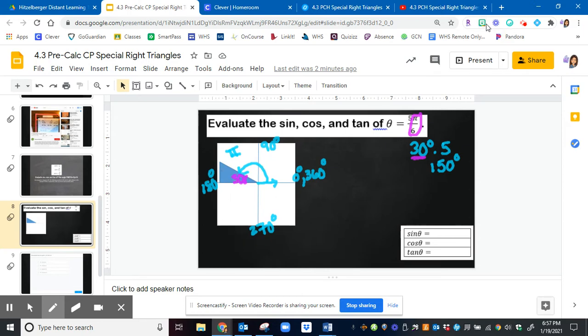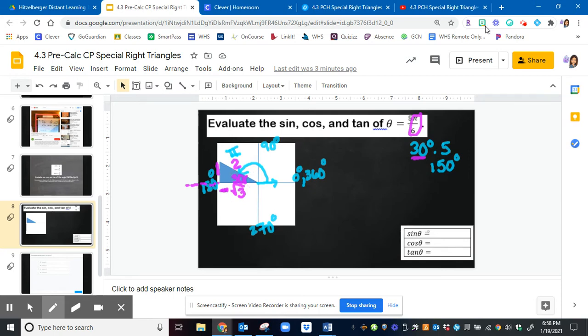So across from 30, the side is 1. The hypotenuse is 2. Remember, the hypotenuse always has to be positive. And then my adjacent side would have to be radical 3. Now, because it's on the negative side of the x-axis, all of these numbers on this x-axis right here would have to be negative. I have to put a negative in this place right here. If you forget the negative, then it's going to make all of my answers wrong.